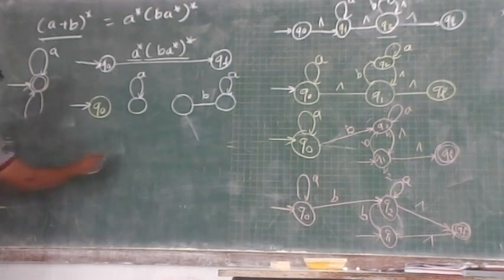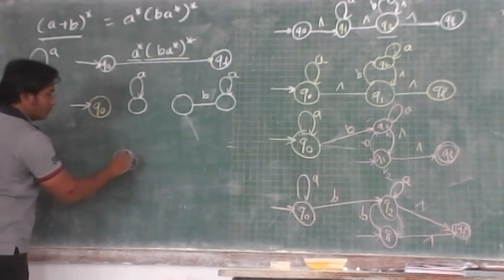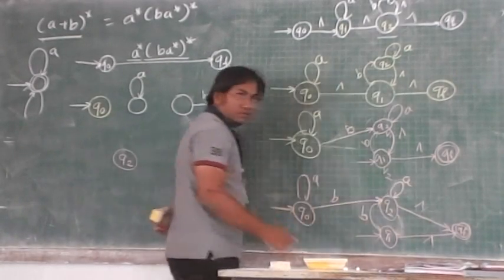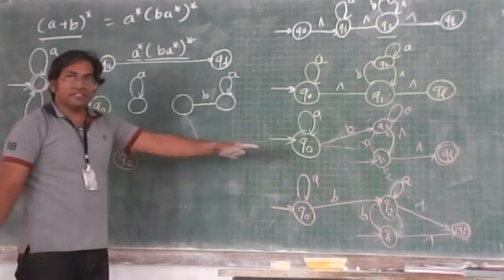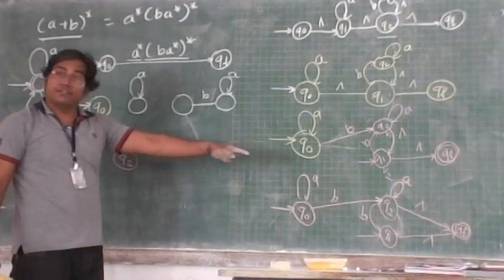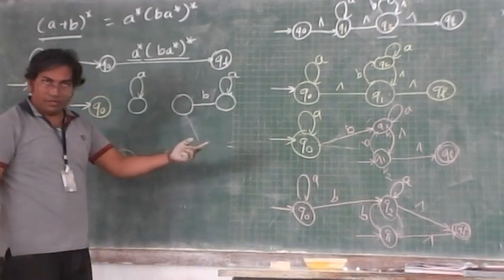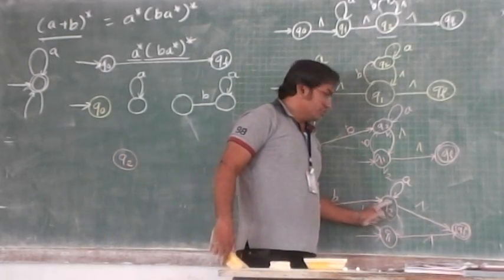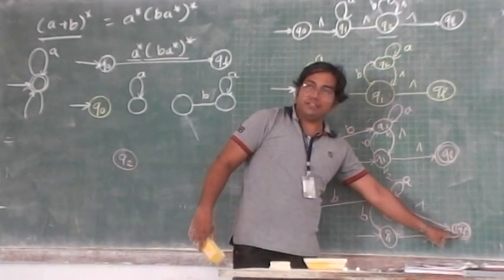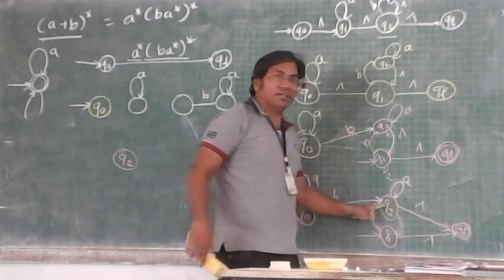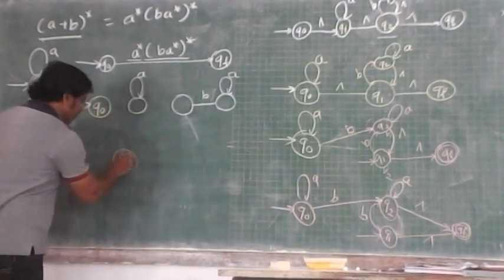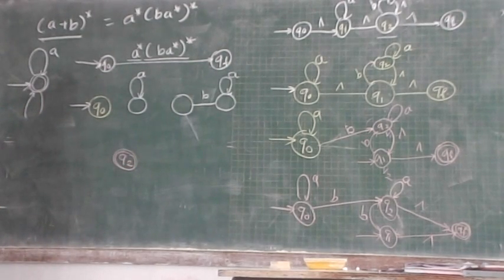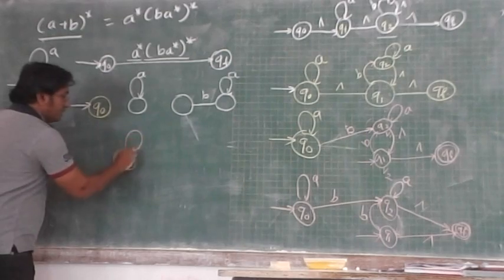What happens? From Q2, I am removing this null. I am finding the outgoing transition from Q to QF. There is no outgoing transition. Then I am not copying anything. Okay, from Q to QF is a final state. That is why I am making this Q2 a final state. So this much only is the change. Rest you copy as it is.